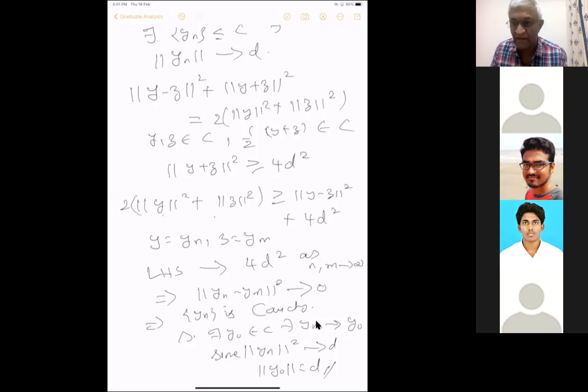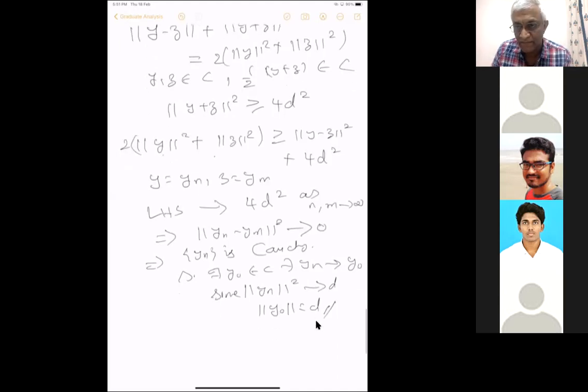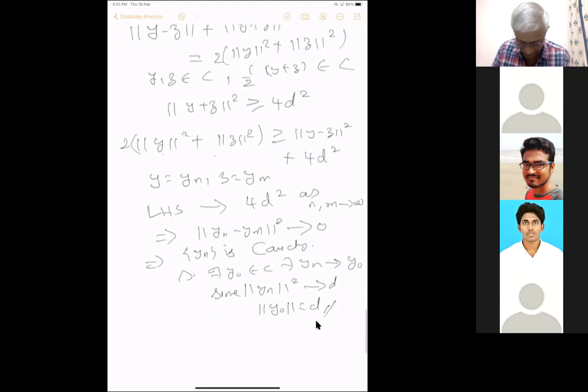Someone please say okay, then I will go ahead. Is it fine? Yes, yes. Yes, sir. Okay. So this is a Cauchy sequence. So there exists a limit, and that limit has the minimum. On that vector, the minimum distance is attained. Okay, that's what we wanted to prove.